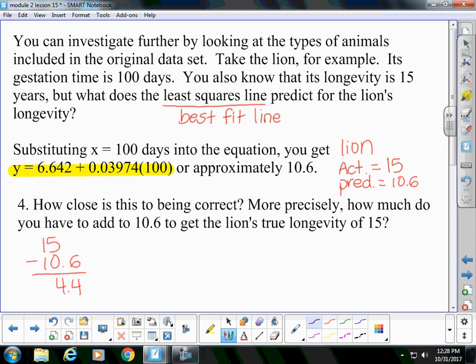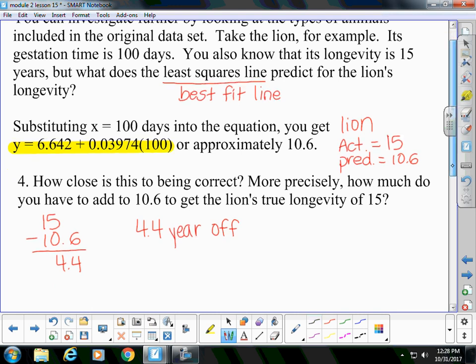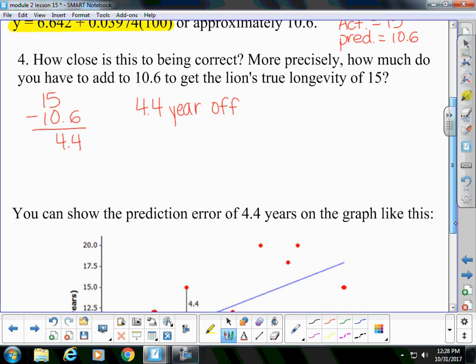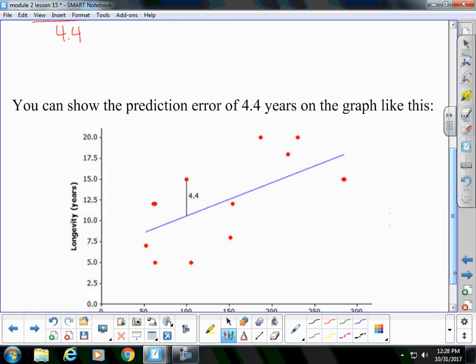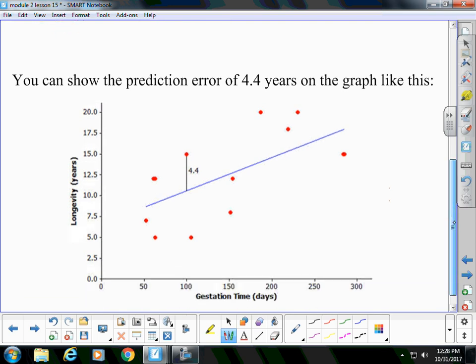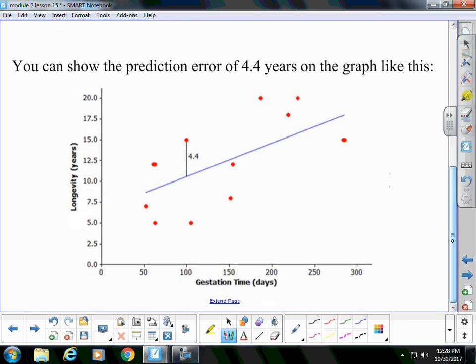Okay, so how close is it to being correct? It's 4.4 years off. So that's how much we would have to add onto the predicted value to get the actual value. It says you can show the prediction error of 4.4 years on the graph like this. So the line, the best fit line, notice that the lion's actual is right here.